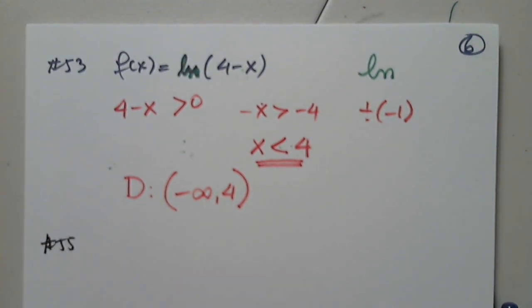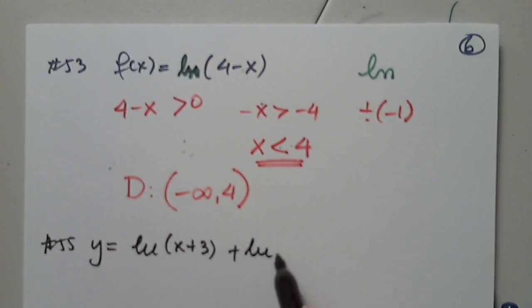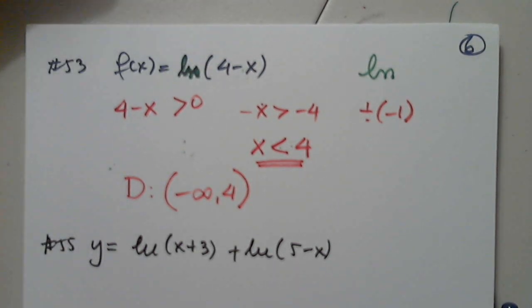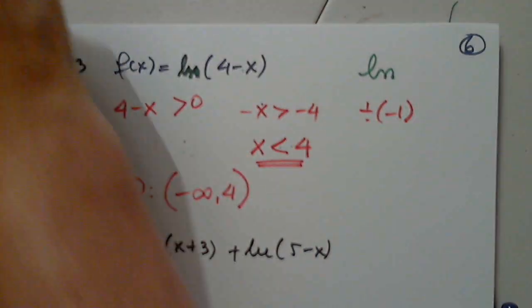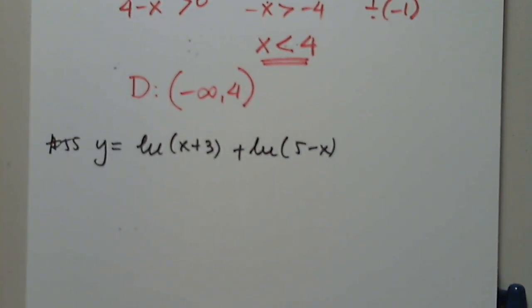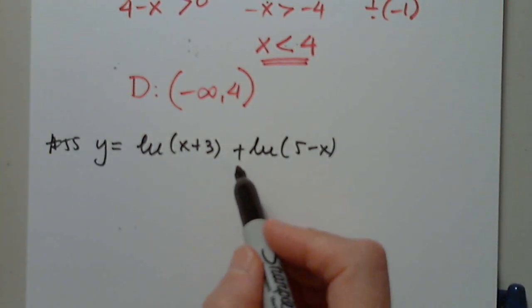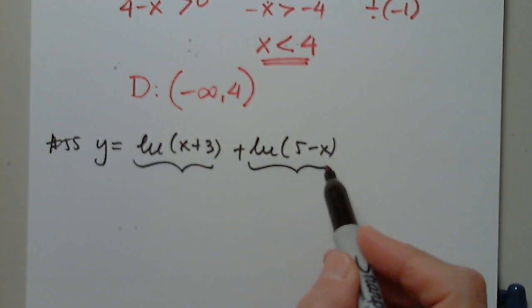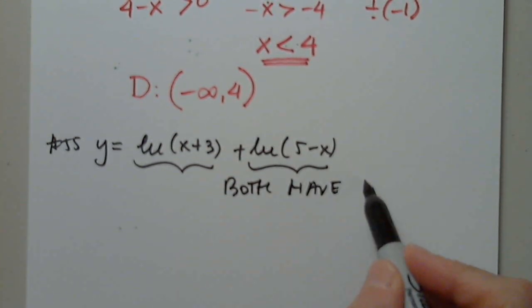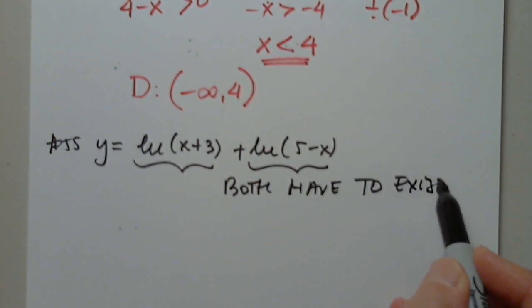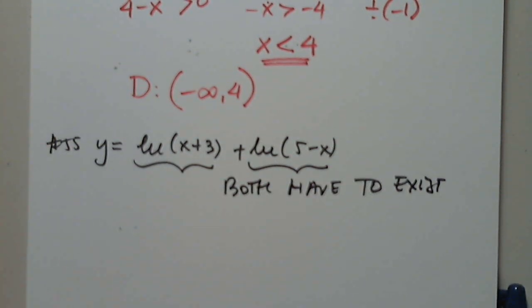In 55, we have y equals natural log of x plus 3 plus natural log of 5 minus x. Perfect. Very good pick. Okay, perfect. This function is a sum of two functions. Both have to exist for y to exist. So let's start slowly.